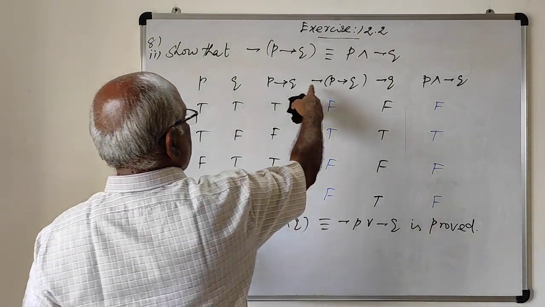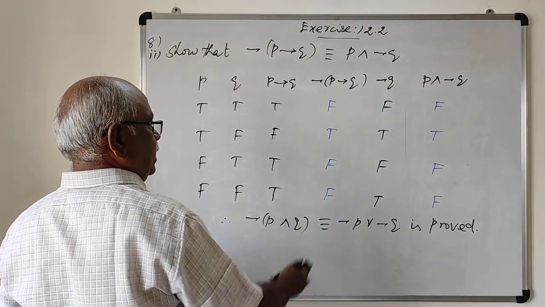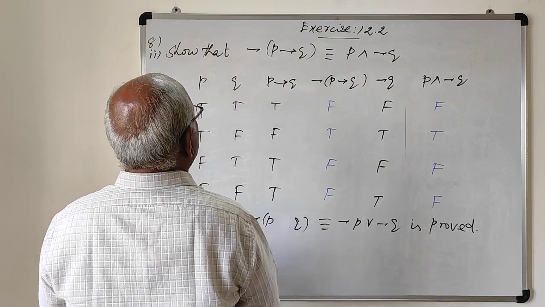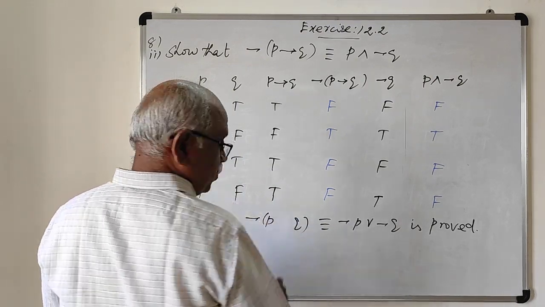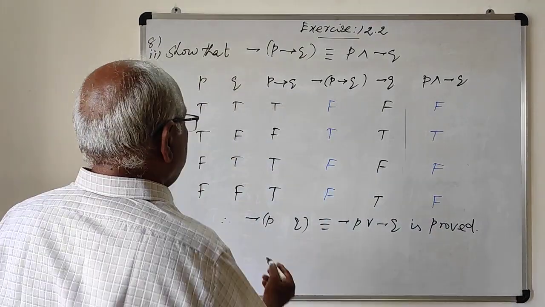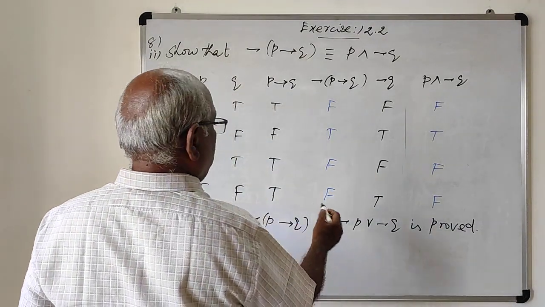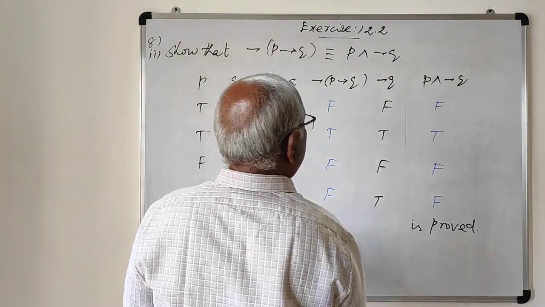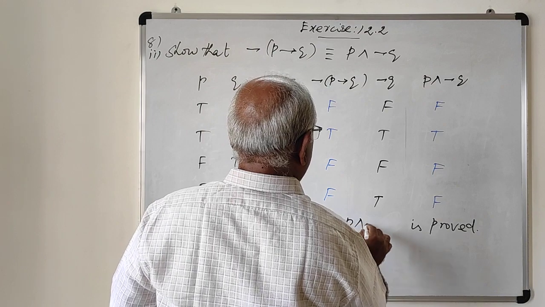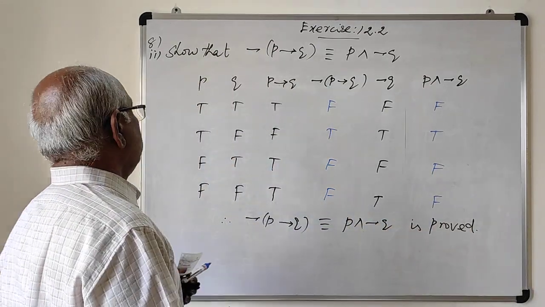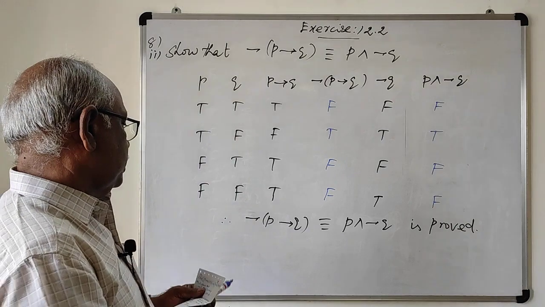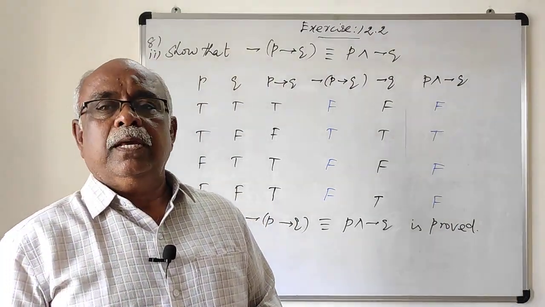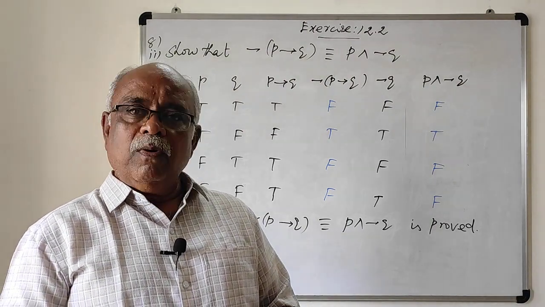The columns negation of P implies Q and P conjunction negation Q are same. Therefore, negation of P implies Q is equivalent to P disjunction negation Q is proved. Is equivalent to P conjunction negation Q is also proved. This is eighth problem, second subdivision, proved. Okay. Next, one more problem we will see.